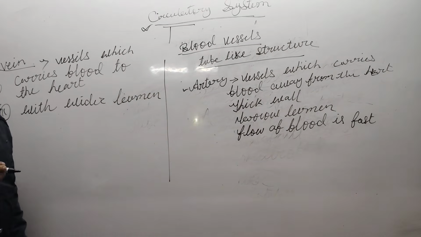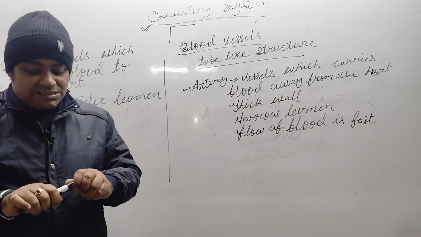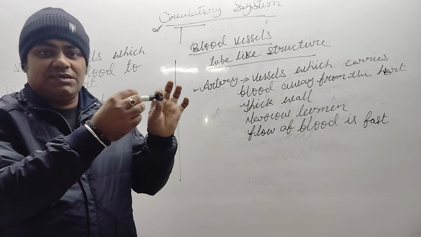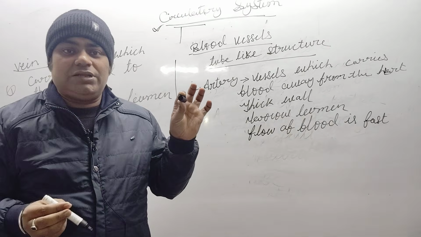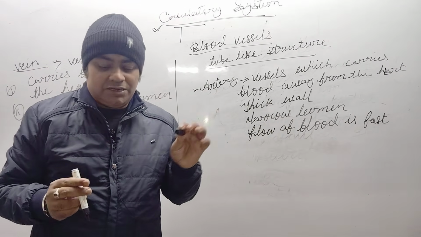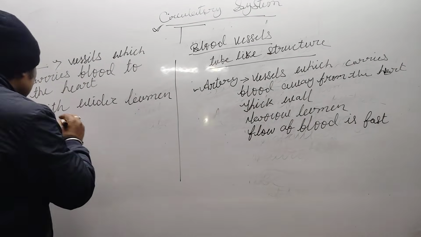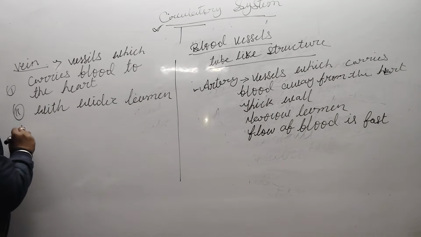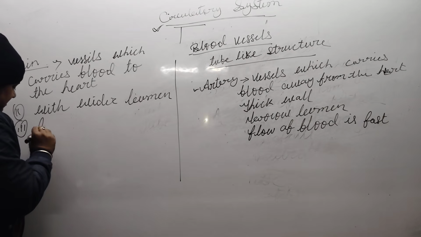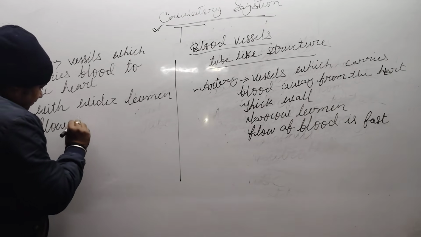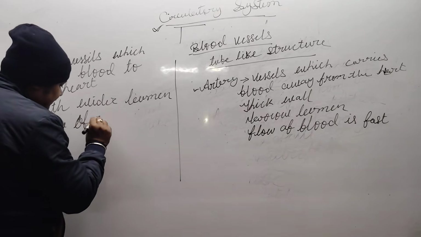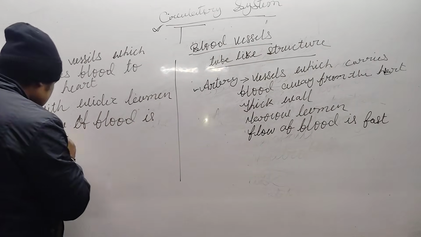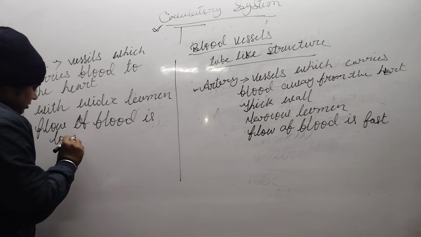What is lumen? Lumen is the diameter. Suppose this is a blood vessel; this hollow space inside is known as the lumen of the blood vessel. So the veins have wider lumens, and the flow of blood is on the slower side.